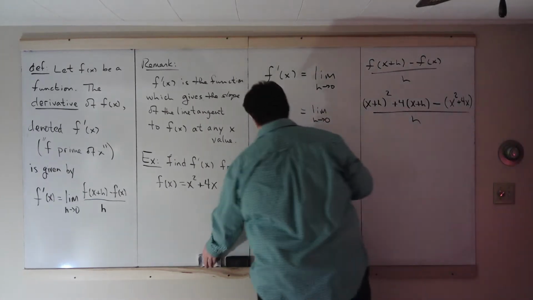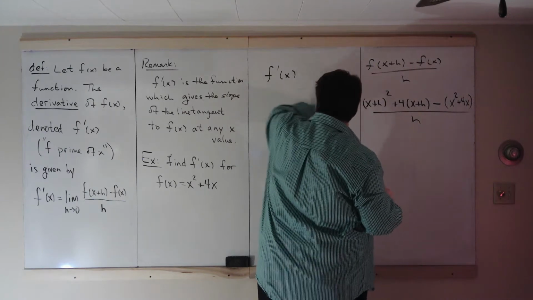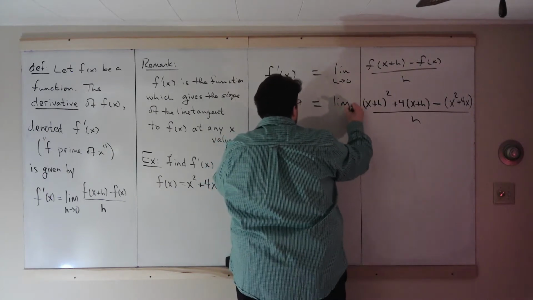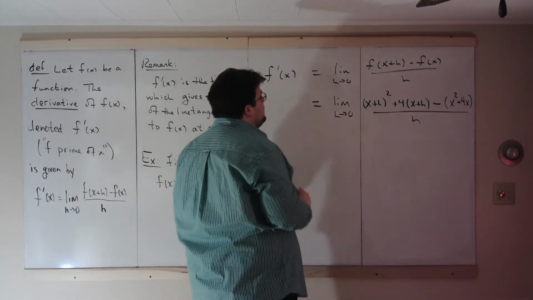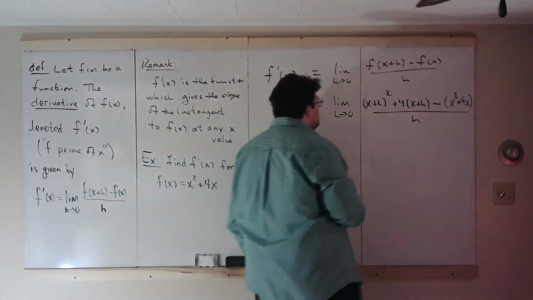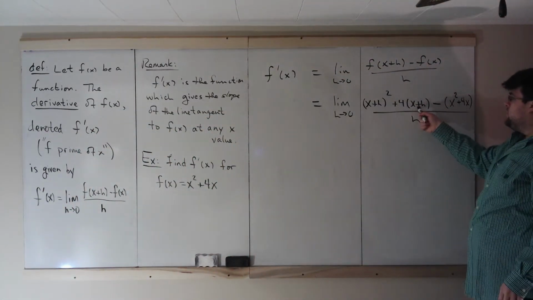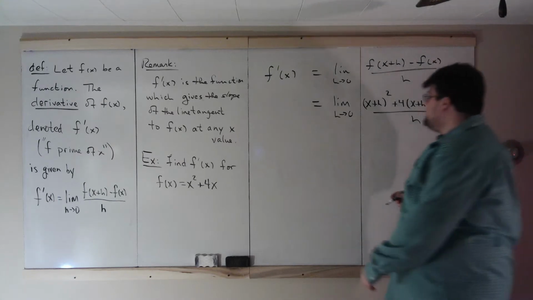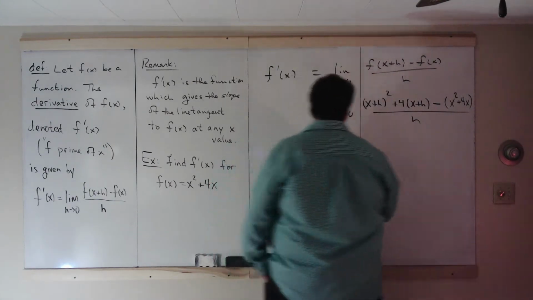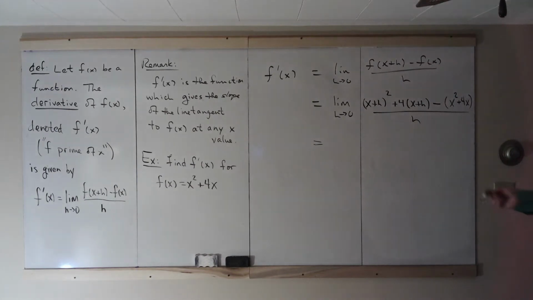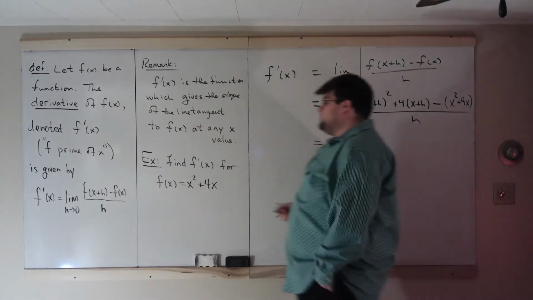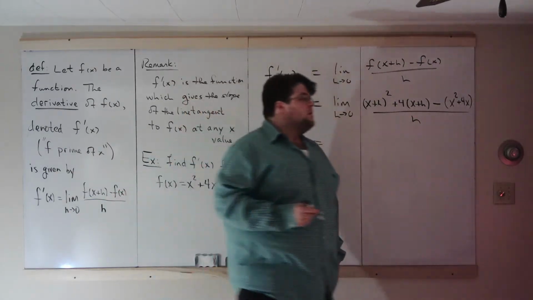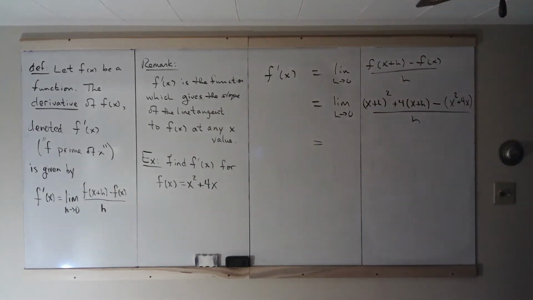Maybe I should write limit a little closer. Equals limit h to 0 of this. So we substituted everything we needed to, and now we have f of x plus h, which is here, minus all of f of x. Now, this is a limit, so you can try letting h equal 0, and you'll get a 0 over 0 by design. And when that happens, we have some algebra to do.